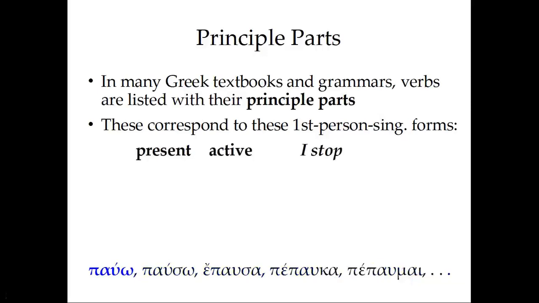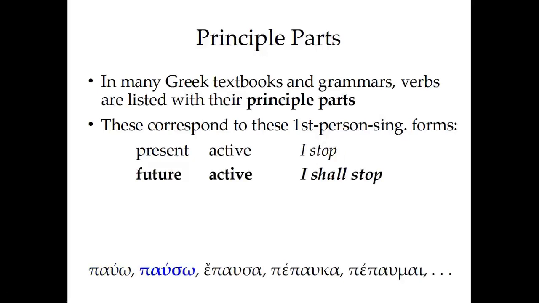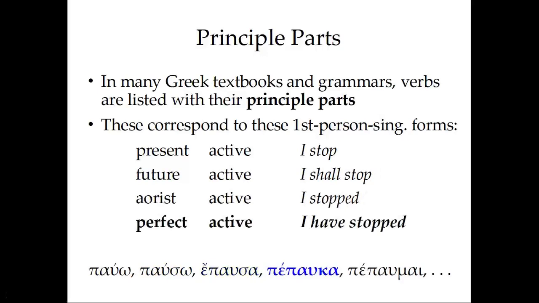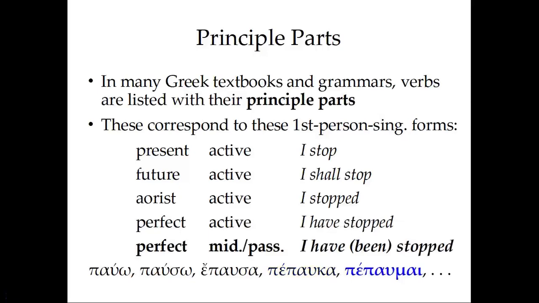First of all, we have the present active, I stop, that's pao. Then we have future active, I shall stop, pao-so. Aorist active, I stopped, epausa. Perfect active, I have stopped, pepauka. And perfect middle passive, I have been stopped, pepaumai. Could also be, I have stopped myself.